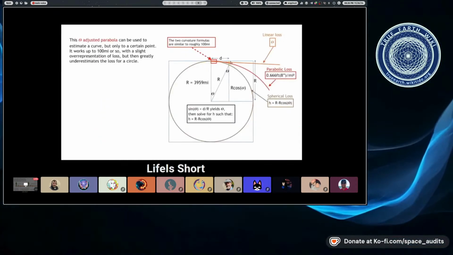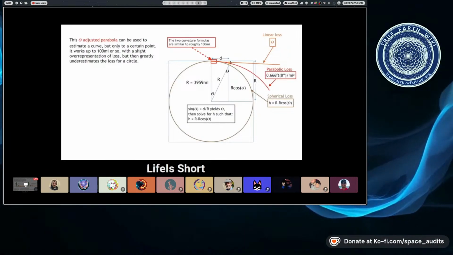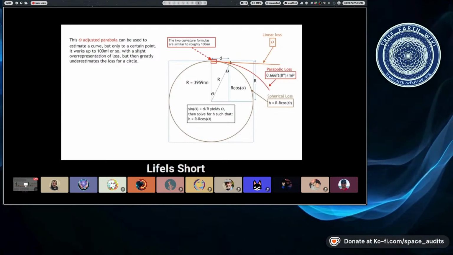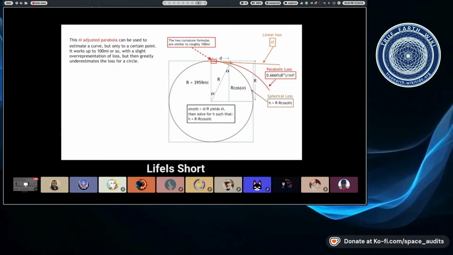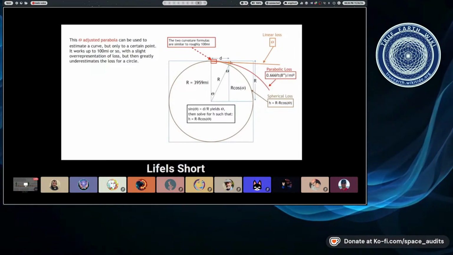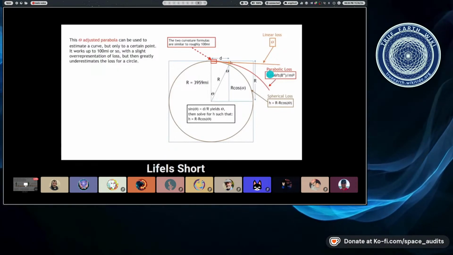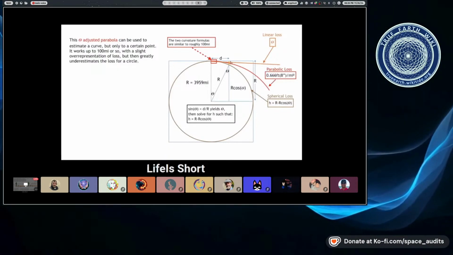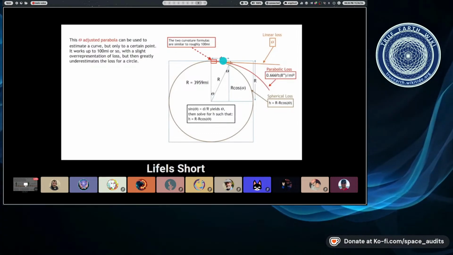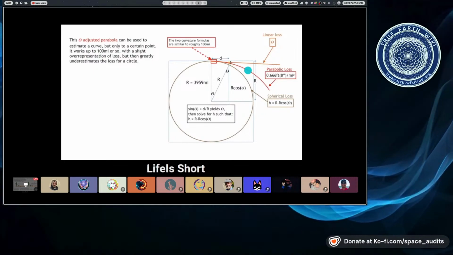And this is somewhat of our theta adjusted parabola, or a parabolic loss. So it can be used to estimate a curve again, but it's only good to a certain point. It works up to about 100 miles, as you can see, and then it just starts to fall away. You cannot make that come back into a circle. So it has a slight overrepresentation of loss, but then greatly underestimates the circle as it goes on.